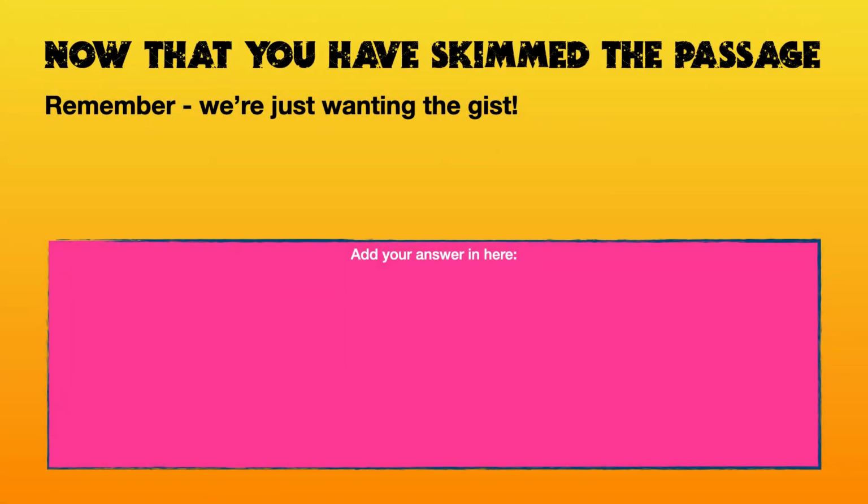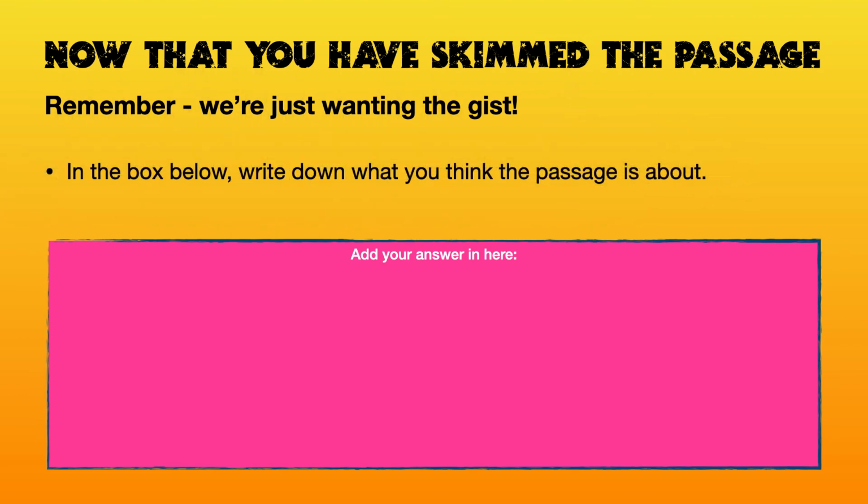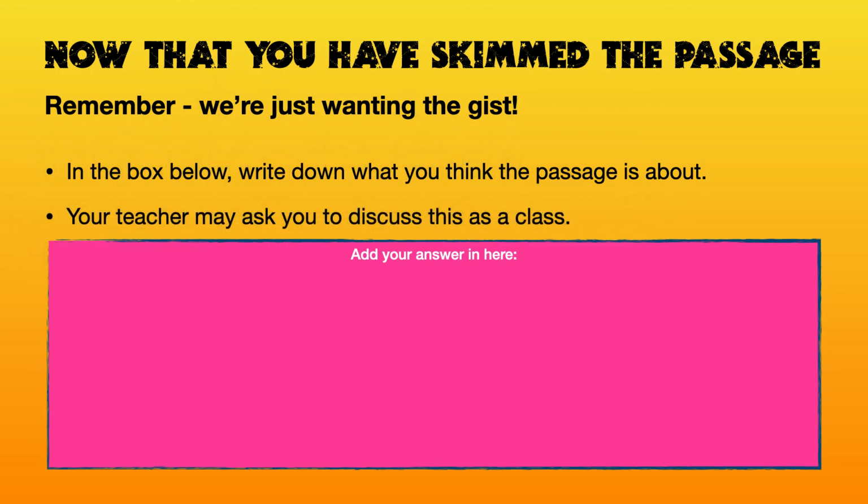Now that you've skim read the passage, in the box below, I want you to write down what you think the passage is about. Now, your teacher may wish to discuss this with you as a class, or you might just want to go on to check that you're doing okay. That's absolutely fine. But remember, we're only wanting the gist of what the text is about. I don't want a really detailed passage about the text because then I'll probably think that you've not skim read it, you've just read it really thoroughly, and we're practicing this skill. So fill that in now.